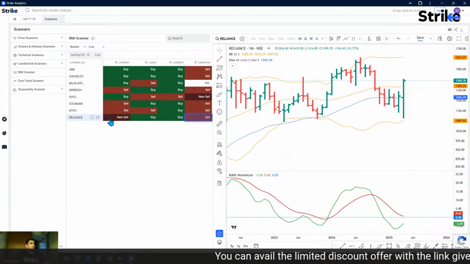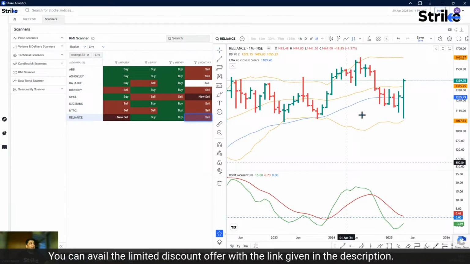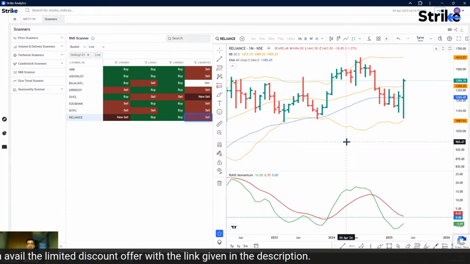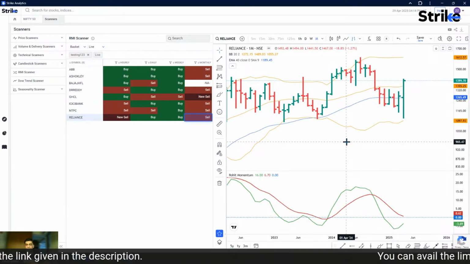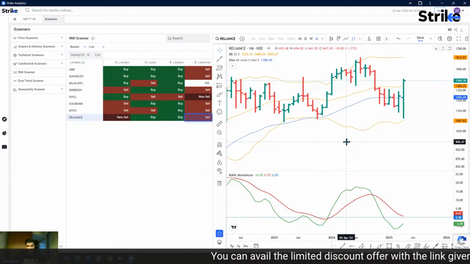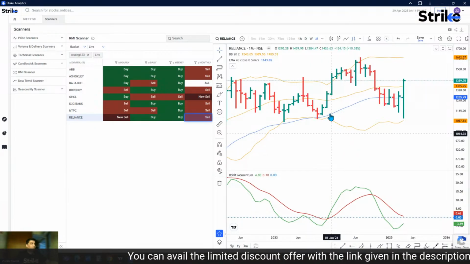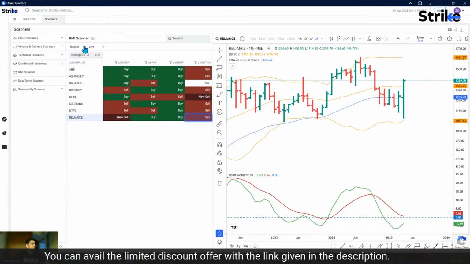So accordingly, in one click you can study your hourly, daily, weekly, monthly time frame charts, try to understand what's happening, and go ahead with it. Do we build correlation with 20 or 40? Yes, definitely, I'll come to that as well. So this is the scanner over here.